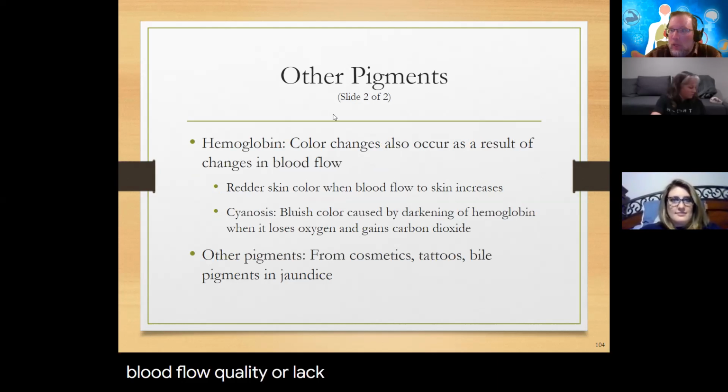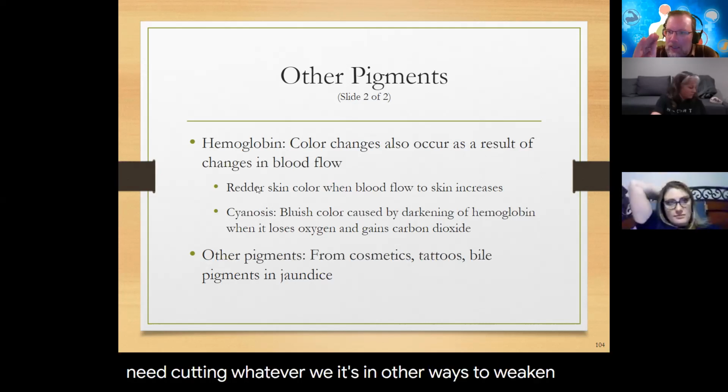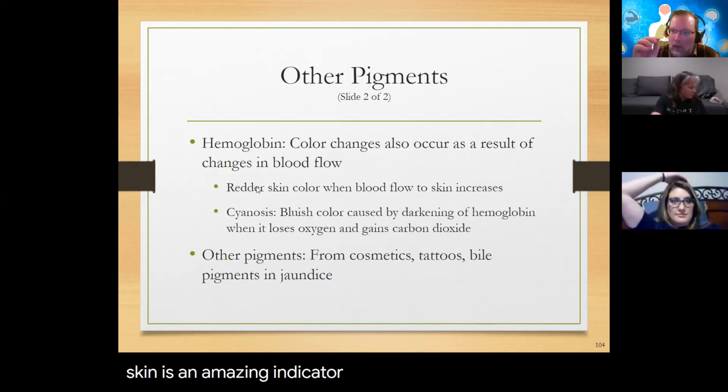But yeah, we look at skin in a lot of ways, not just is it cut, is it burnt, does it need suturing, whatever. It's in other ways too. The skin is an amazing indicator of underlying health in different body systems.